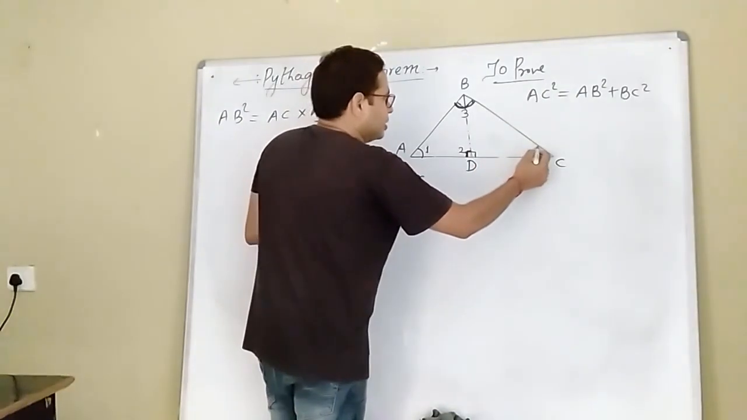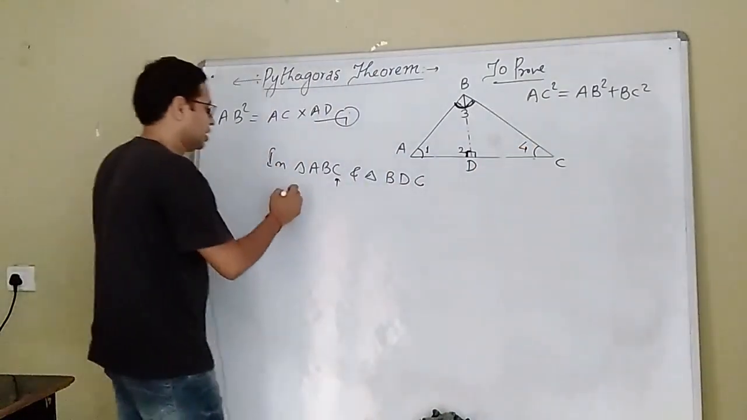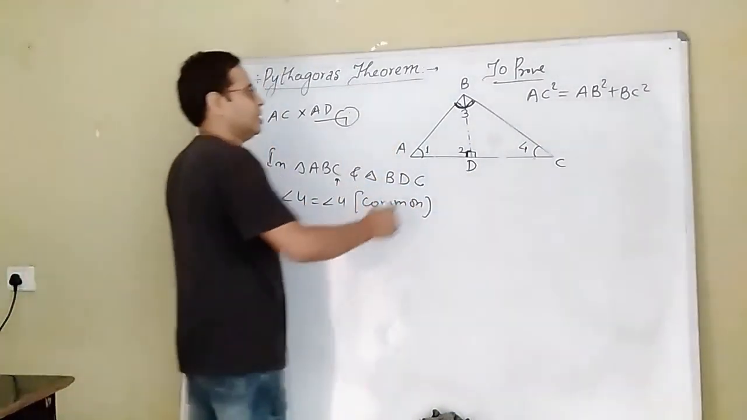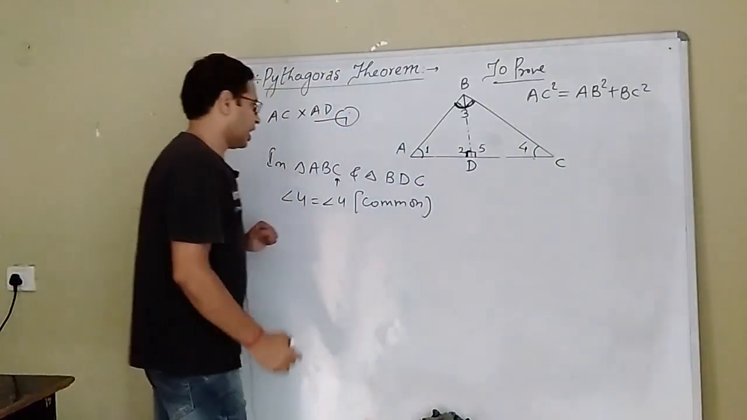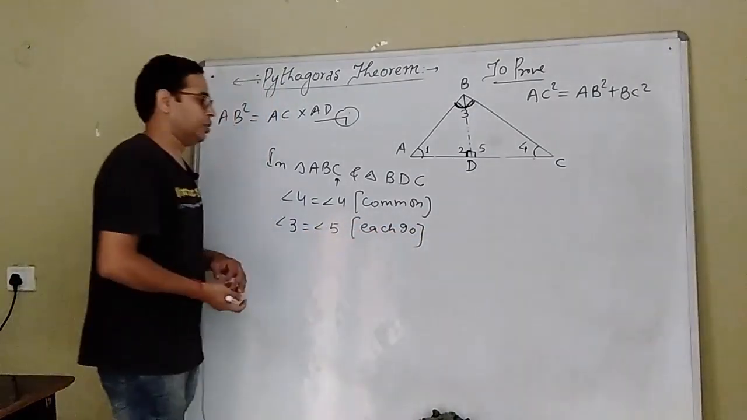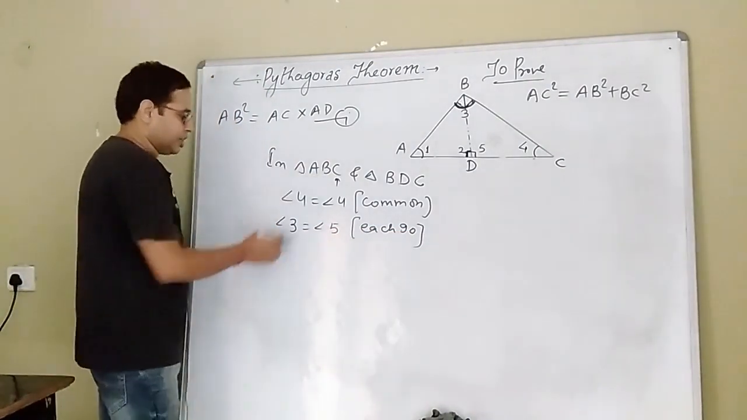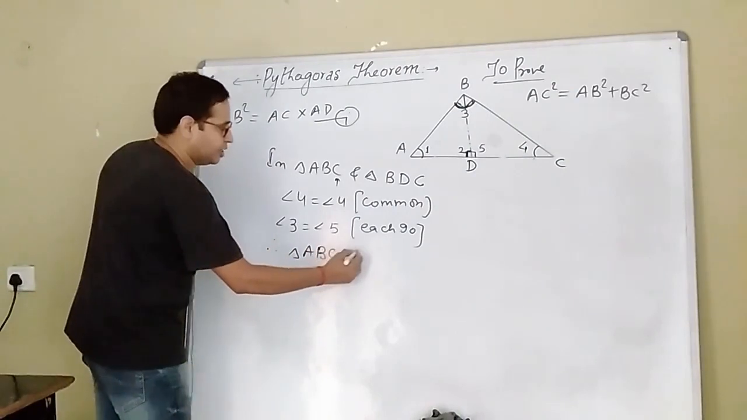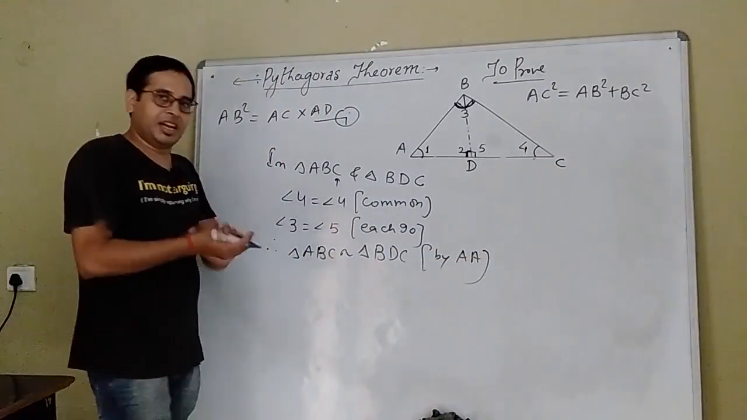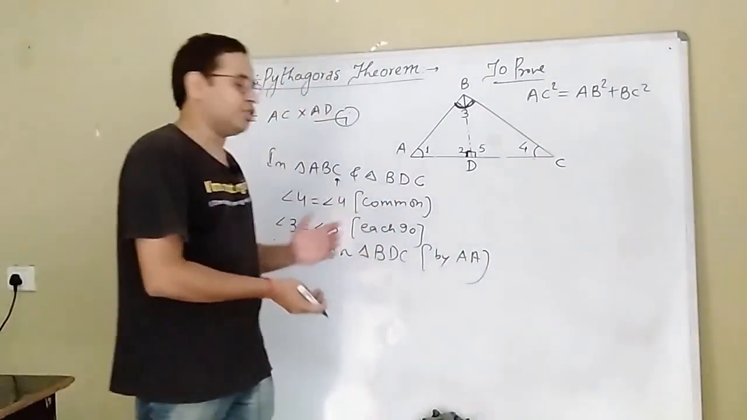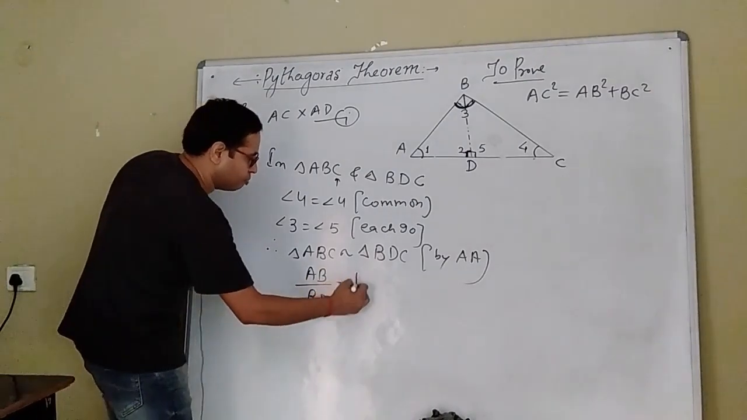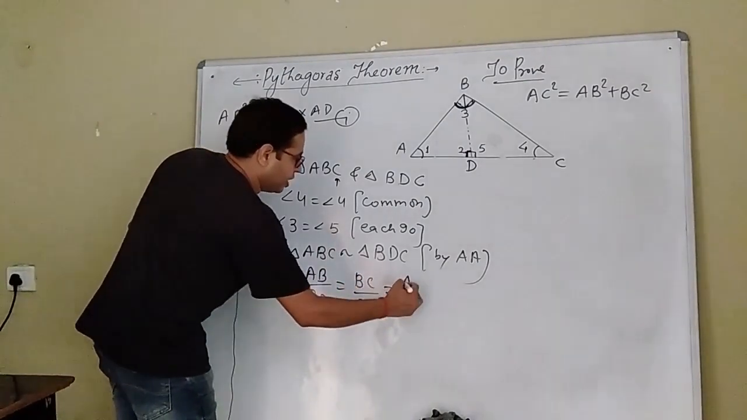Now, this angle 4 is common in both the triangles. So angle 4 is equal to angle 4, common, and angle 3 is equal to angle 5, each 90 degree. Therefore, triangle ABC is similar to triangle BDC by AA. Okay? So both the triangles are again similar. Once the triangles are similar, what happens? The ratio of the sides are equal. That is AB upon BD equals BC upon DC equals AC upon BC.